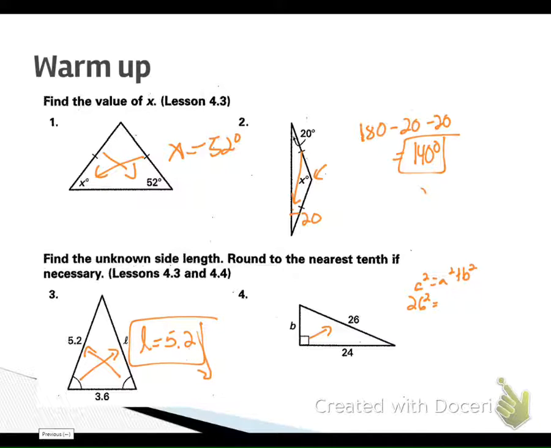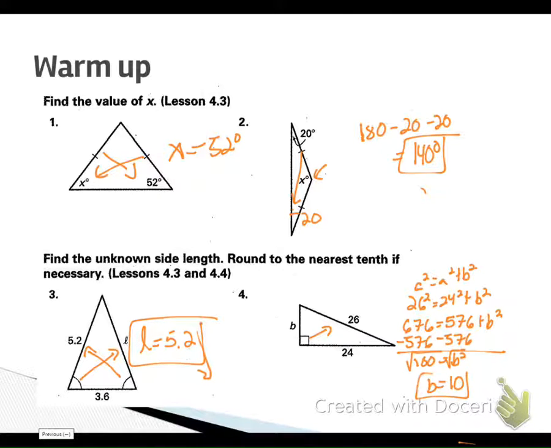So you have 26 squared equals 24 squared plus b squared. What is 26 squared? 676. What's 24 squared? 576. What's my next step? Yep, and that leaves me with 100 equals b squared, square root. b equals 10. So 10, 24, and 26 is a Pythagorean triple. All of them are whole numbers and they satisfy the equation.